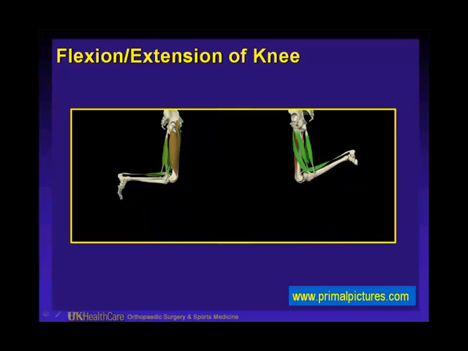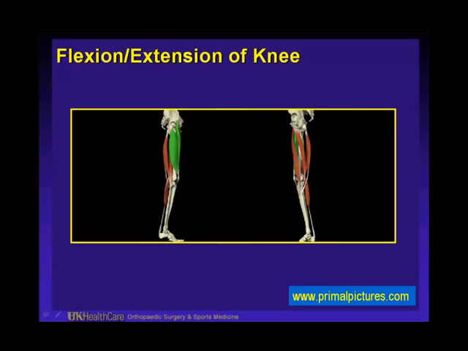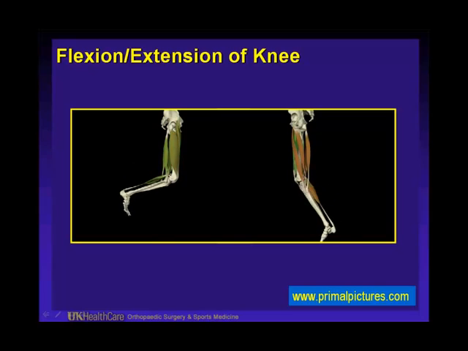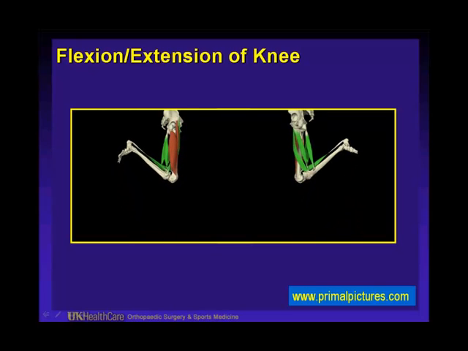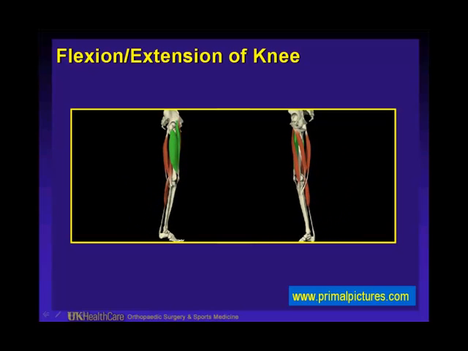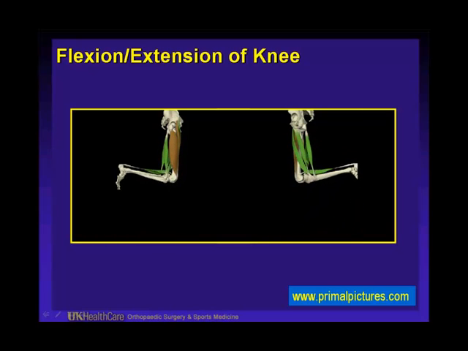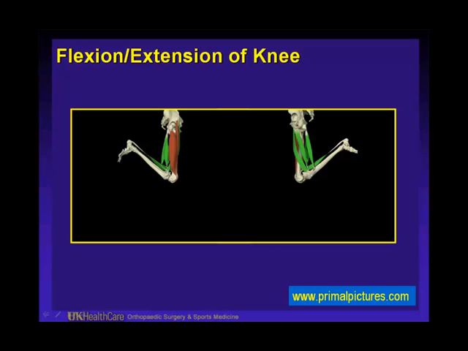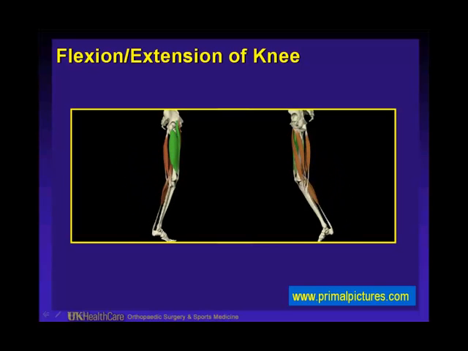So think about the agonist-antagonist function of these muscles. Similarly, flexion extension of the knee, hamstrings and the Achilles in the back, active in knee flexion and foot plantar flexion. And then anteriorly, we have the quadriceps anteriorly activating for knee extension.